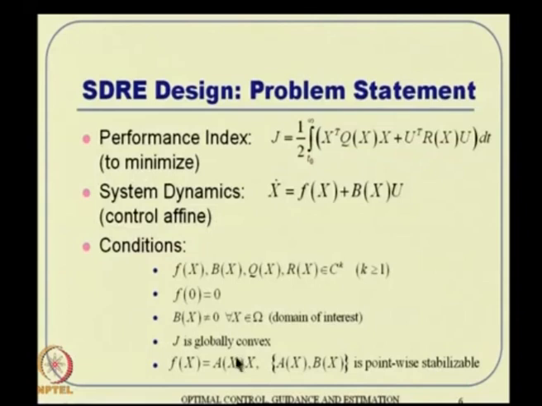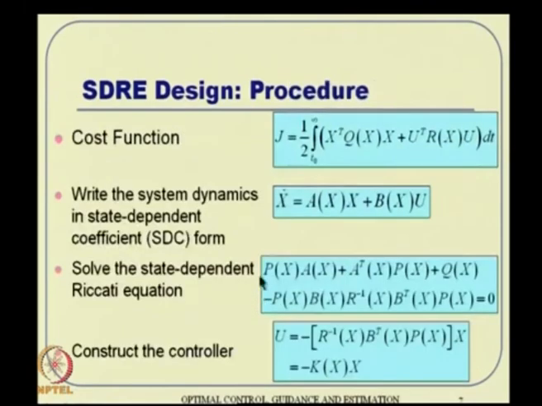And you are also writing f of x here as a of x times x. So, once we write it that way, then x dot is nothing but a of x times x plus b of x times u. So, it is like a linear looking form, known as SDC form, state dependent coefficient form.